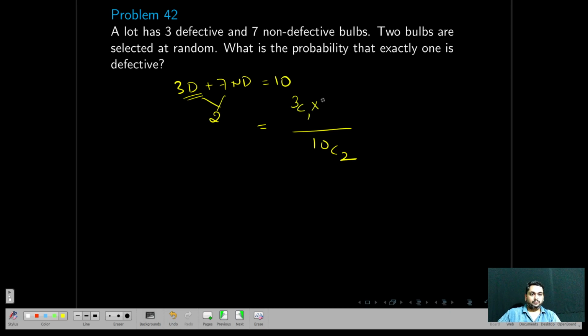3C1 into 7C1, because 1 is defective, the other one should not be defective, because I should choose it from these 7. So this comes out to be 7 by 15. Okay.